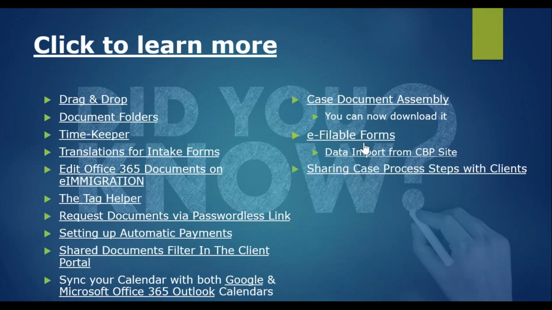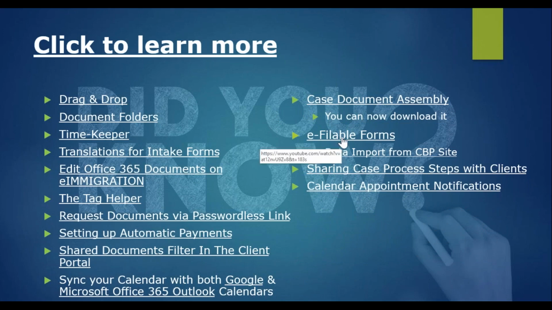If you haven't used a case document assembly, I highly recommend you try it. It creates a table of contents for you. If you haven't used e-filing, please do. Please don't struggle with the Department of State website directly. Use e-filing. We are the only vendor that has all the USCIS forms as well. And you can import data from the CBP website if you are subscribed to the e-filing module.